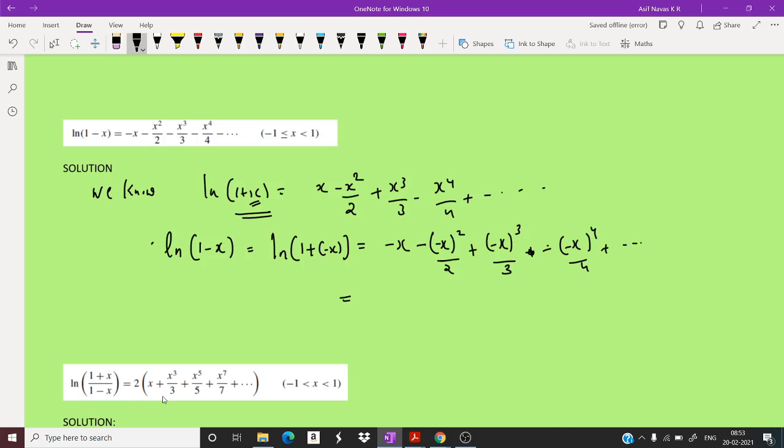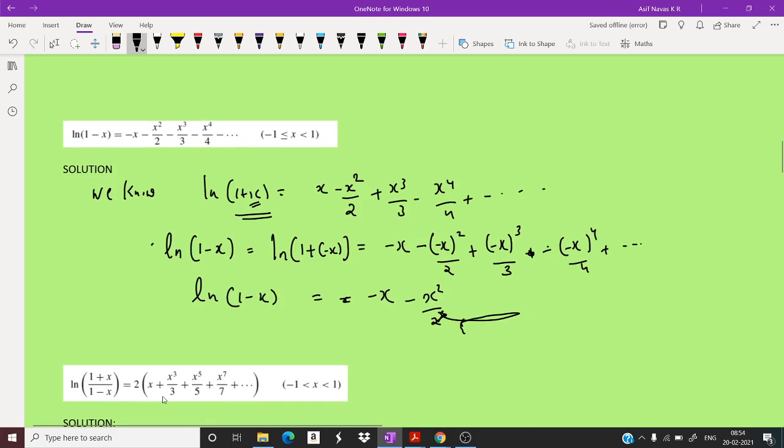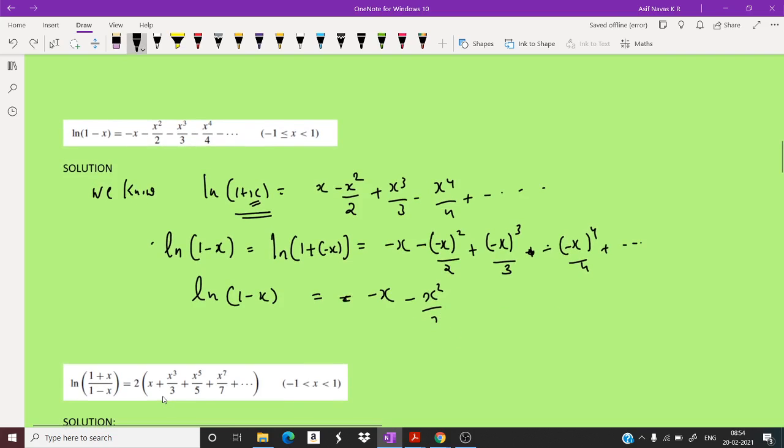Therefore log(1 - x) is equal to minus x minus x squared by 2 minus x cubed by 3 minus etc. So this is the Maclaurin series of log(1 - x).